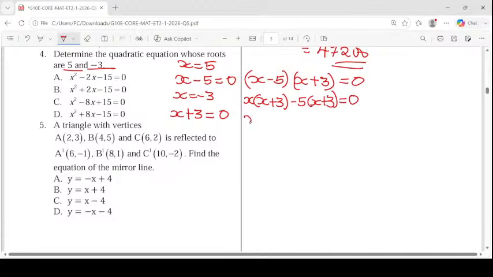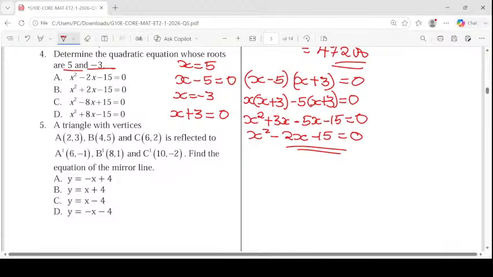X times x, this will be x squared. X times 3, this will be plus 3x. Negative 5 times x, this will be minus 5x. Negative 5 times 3, this will be minus 15, is equal to 0. So this will be x squared plus 3x minus 5x, this will be minus 2x minus 15. This should be equivalent to 0, and that is your quadratic equation.